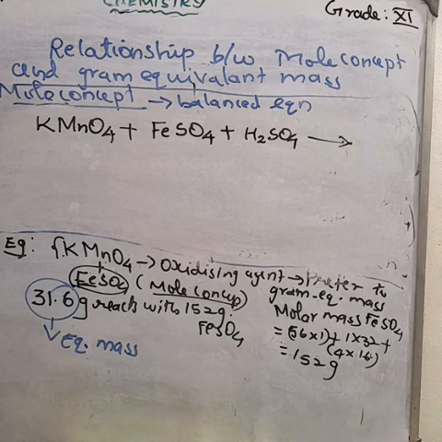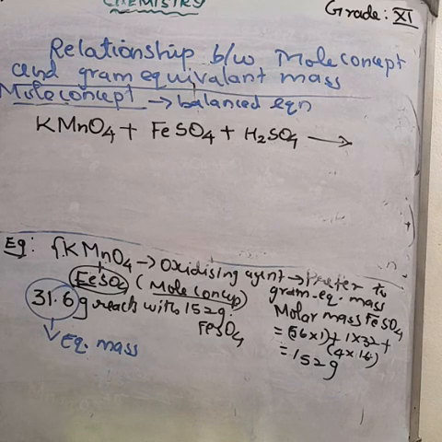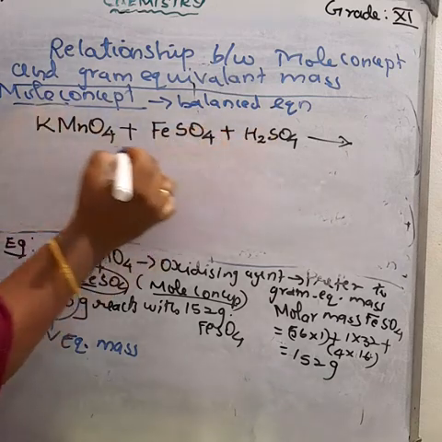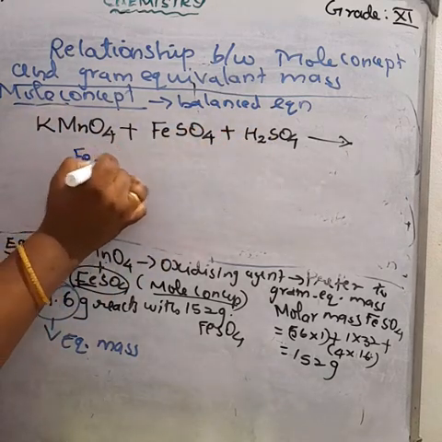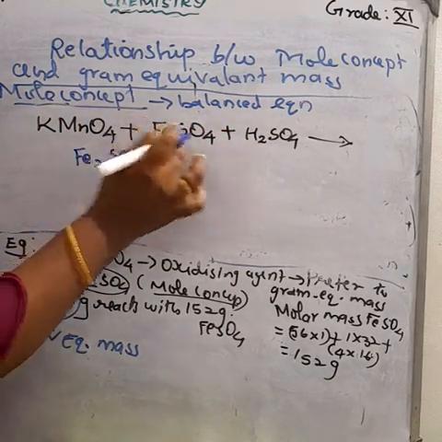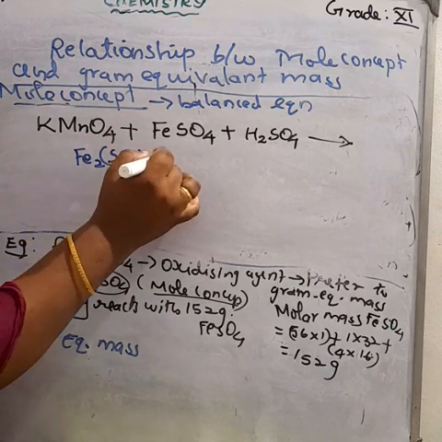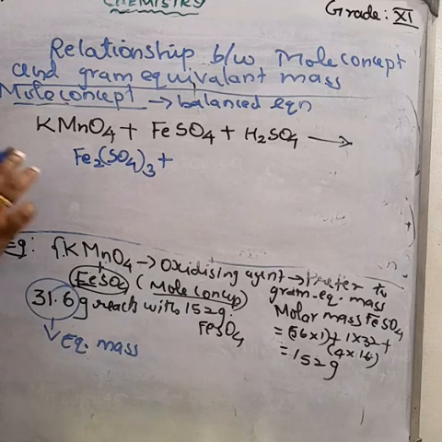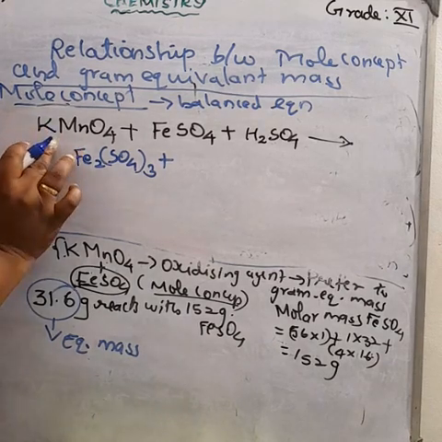Ferrous sulfate means Fe2+. So it oxidizes the ferrous sulfate, and it gets converted to ferric. Ferrous sulfate is converted to ferric sulfate. Ferric sulfate means Fe2(SO4)3. This ferrous sulfate is converted to ferric sulfate, Fe2(SO4)3.